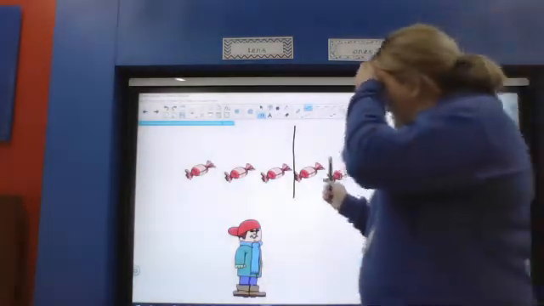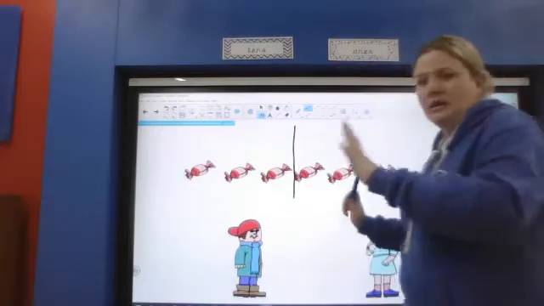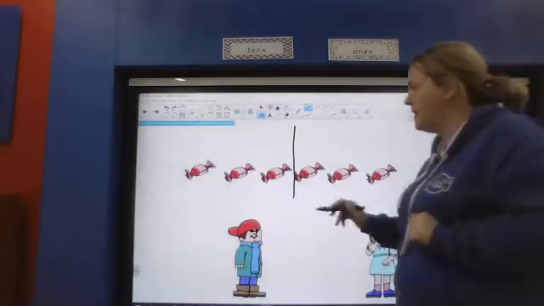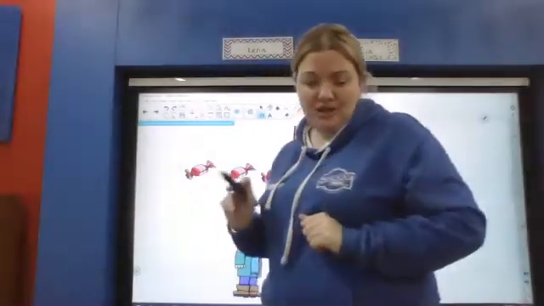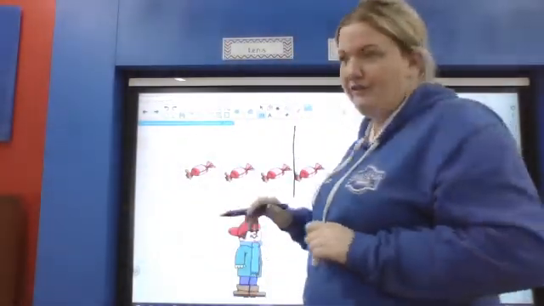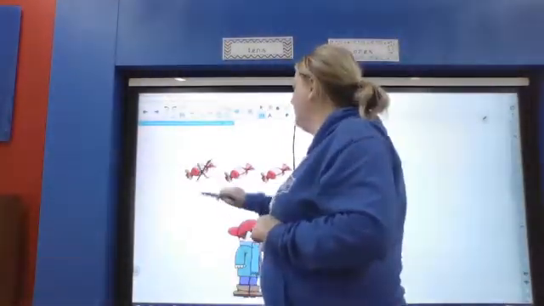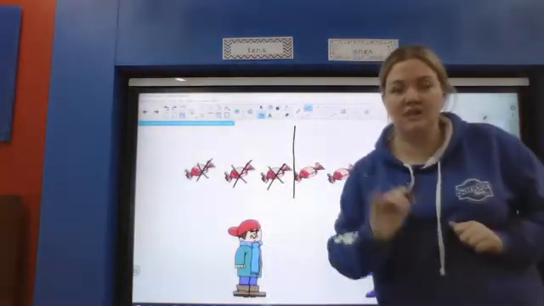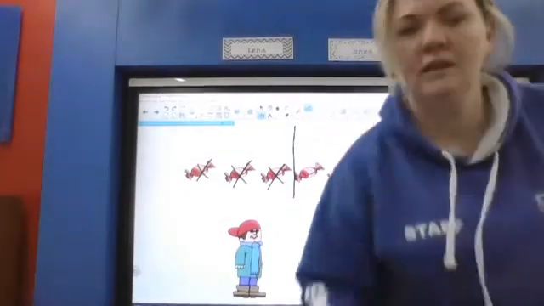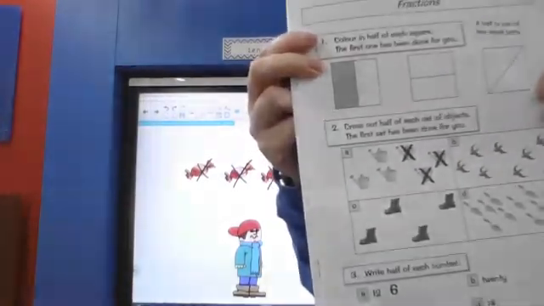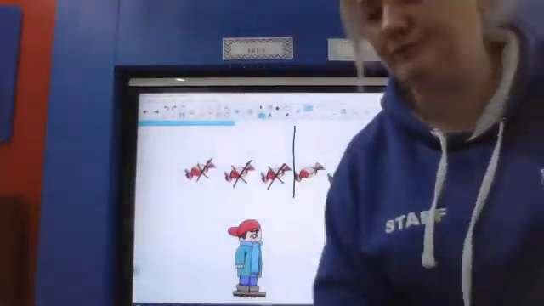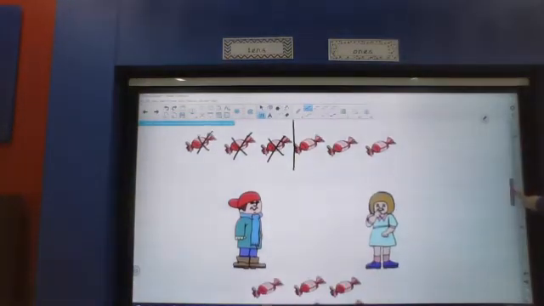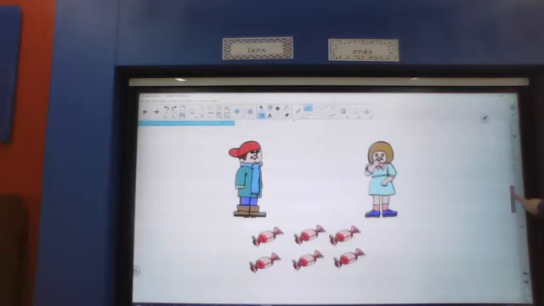So let's just check that there's an equal amount. 1, 2, 3. 3 on that half. 1, 2, 3. There's 3 on that half. So I need to cross out half of each of the objects. 1, 2, 3. That's just what you need to do in your book on question number 2.